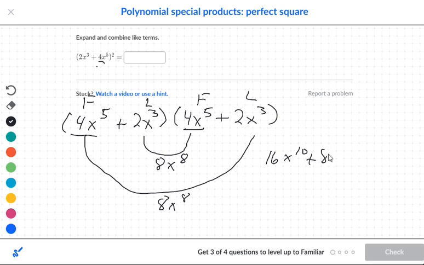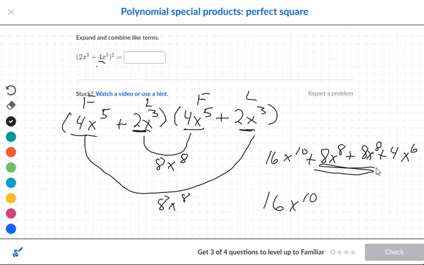So we have a plus, because they're both positive, x to the 8th plus 8x to the 8th. Now we want to finish it with the last term. So 2 times 2 is a positive 4, and then we have 3 x's and 3 x's. This is x to the 6th. So we can go 16x to the 10th. We can add those together, so that's a plus 16x to the 8th plus 4x to the 6th.